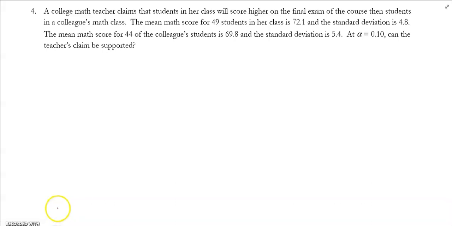So in this example, it says, a college math teacher claims that students in her class will score higher on the final exam of the course than students in a colleague's math class. The mean math score for 49 students in her class is 72.1, and the standard deviation is 4.8. The mean math score for 44 of the college students is 69.8, and the standard deviation is 5.4.